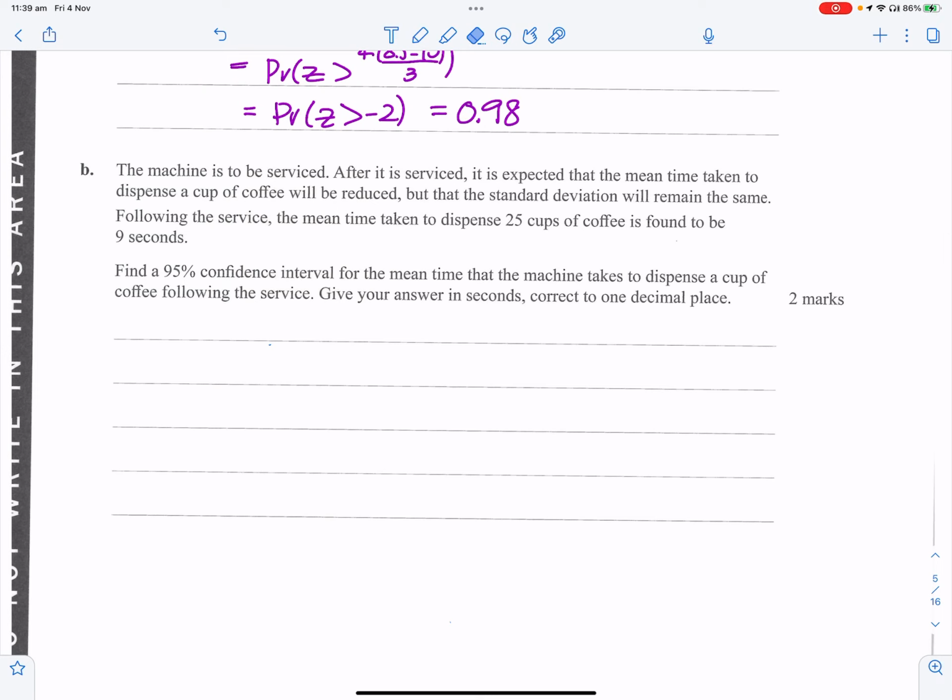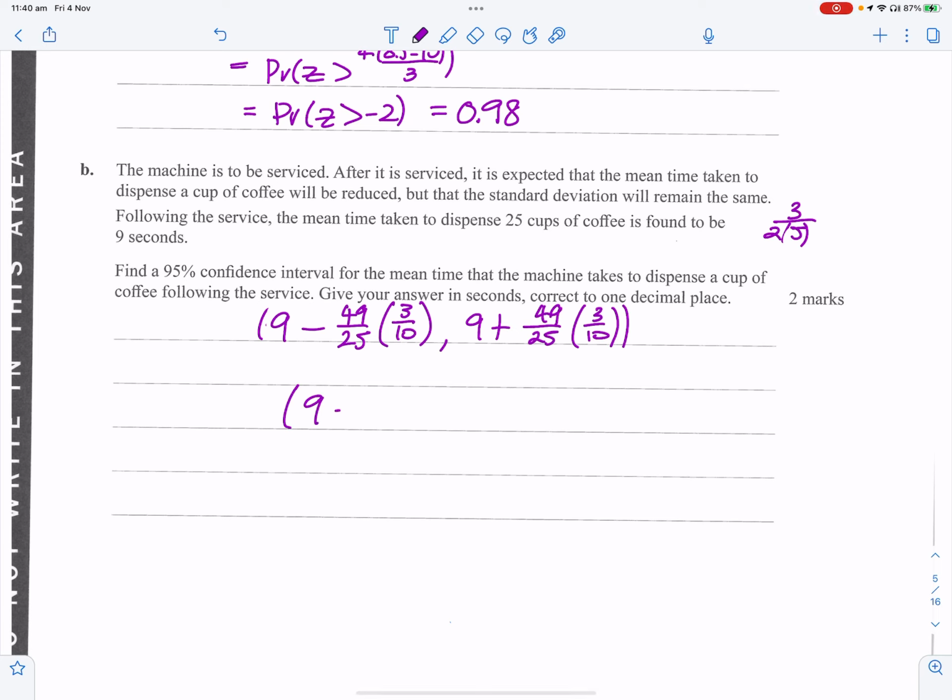The machine is to be serviced. After its service, the expected mean time taken to dispense a cup of coffee will be reduced. The standard deviation will remain the same. Find a 95% confidence interval for 25 cups, and that's 9. Okay, it doesn't say an integer. So it's 9 minus 1.96, which is 49 on 25, times our standard deviation, which is 3 on 2 divided by root 25, which is 5. So 3 on 10. 9 plus 49 on 25 times 3 on 10.